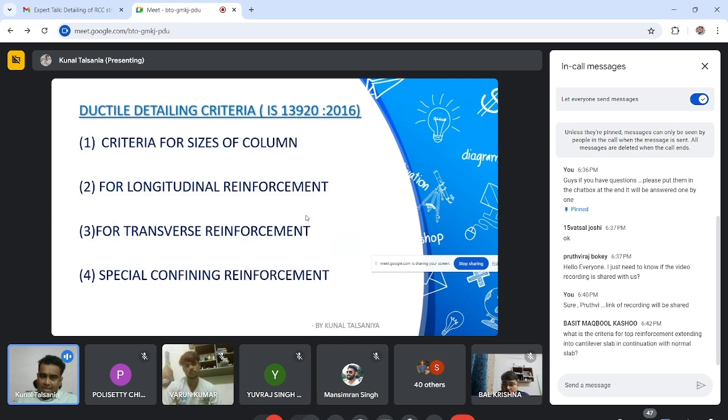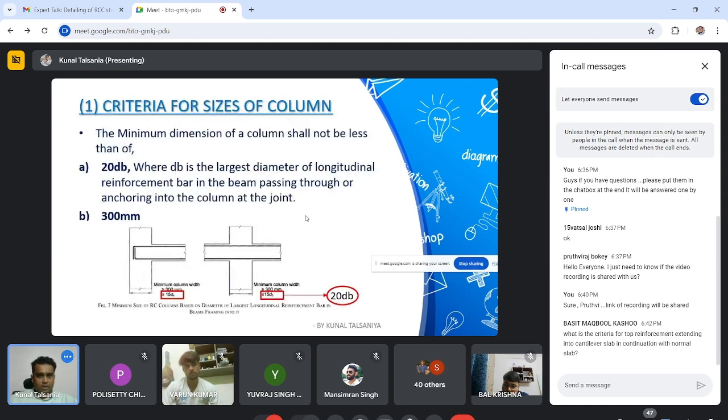These are the 4 main criteria. First criteria is for sizing. Another criteria is for longitudinal steel. Third criteria is for transverse reinforcement, and fourth criteria is for special confinement reinforcement. Okay, so for sizing of column, we have only 2 criteria. First criteria is 20 dB. What is 20 dB?